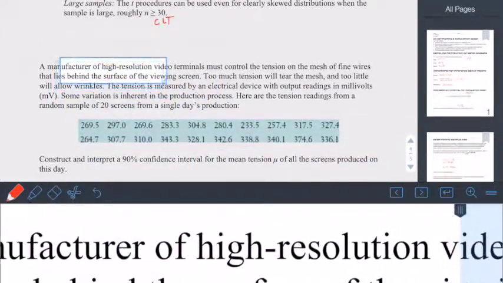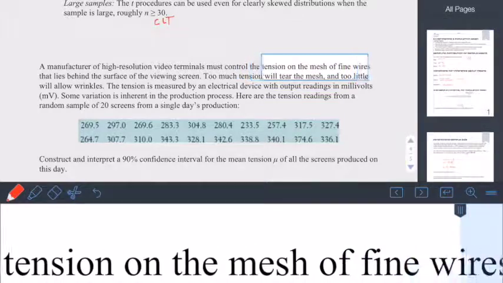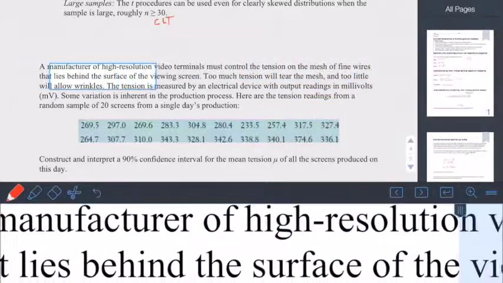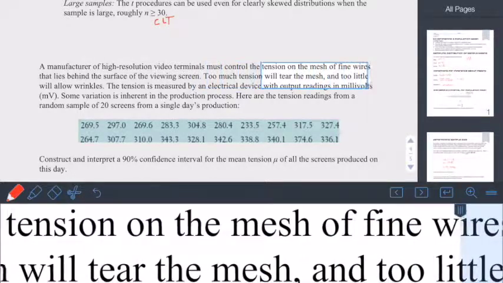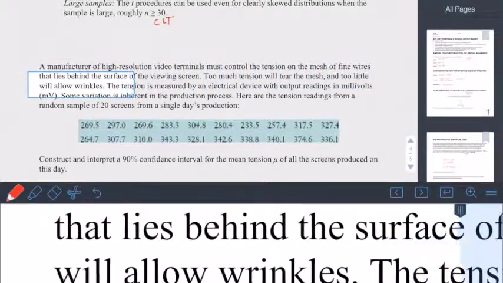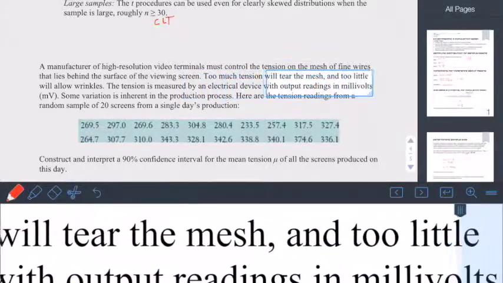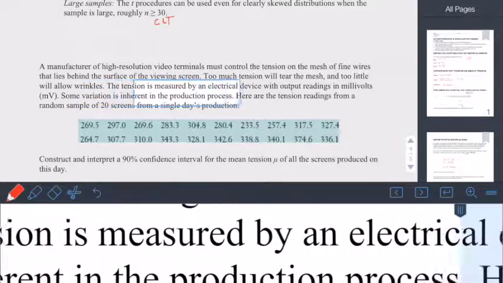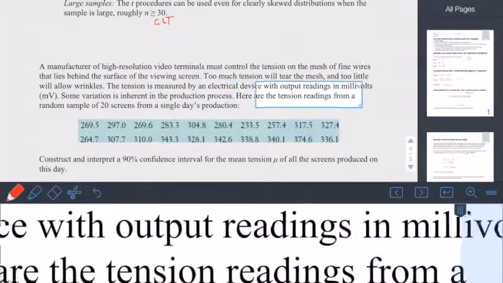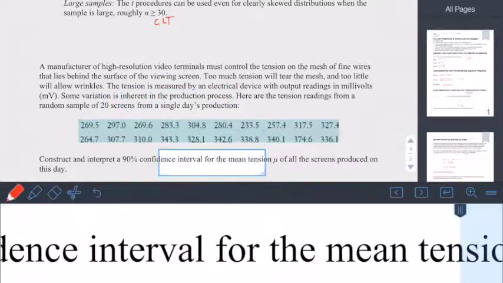A manufacturer of high-resolution video terminals must control the tension on the mesh of fine wires that lie behind the surface of the viewing screen. Too much tension will tear the mesh, and too little will allow wrinkles. The tension is measured by an electrical device with output readings in millivolts. Some variation is inherent in the production process. Here are the tension readings from a random sample of 20 screens from a single day's production.